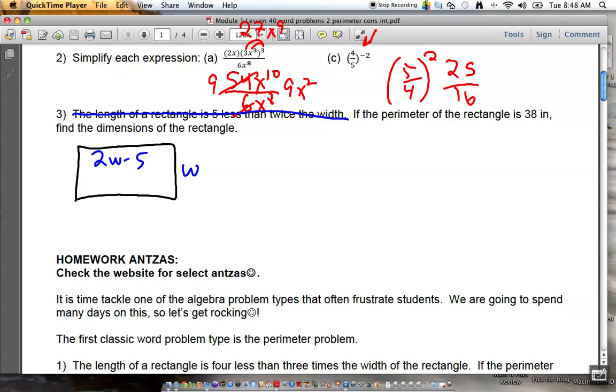Okay, if the perimeter of the rectangle is 38, now what's the big word in there? Perimeter. What does perimeter mean? The outside. Add up all the sides. So I'm going to get rid of the perimeter part. I'm going to add up all the sides. There's a W, a 2W minus 5. Now is that all the sides? No, there's another W, and there's another 2W minus 5. So I'm going to add another W, and I'm going to add another 2W minus 5. And if I put them all together, I use my last piece of information there, equals 38.